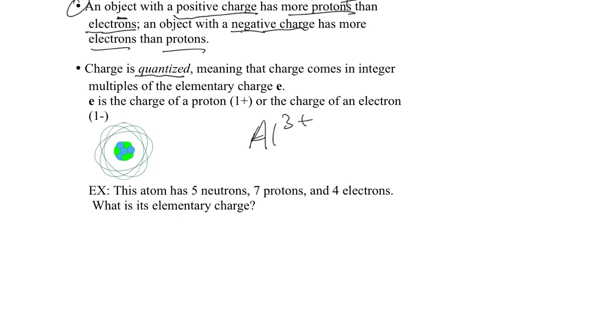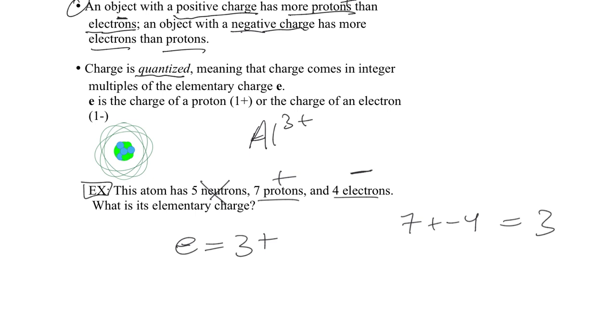Okay, so here's an example. 5 neutrons, I don't really care because they don't affect the charge. 7 protons, 4 electrons. So 7 plus, 4 minus, in elementary charge, that's what we call e. Well, it's really easy. 7 plus negative 4, because electrons are negative, equals 3. So the charge on that atom would be 3 plus. Okay, so that's one example. Let's do some more. Next page.